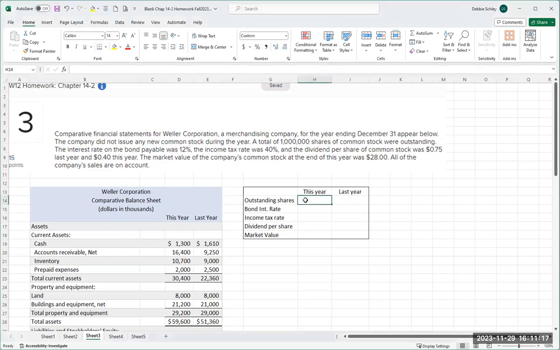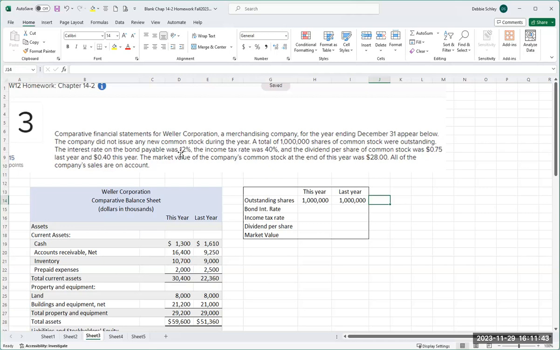So there was, 1 million, sorry. 1 million shares this year and 1 million shares last year. And so we're going to need to know the average number of common shares of stock. If you take 1 million plus 1 million divided by 2, the average is 1 million because it didn't change. So that'll be important to know later.